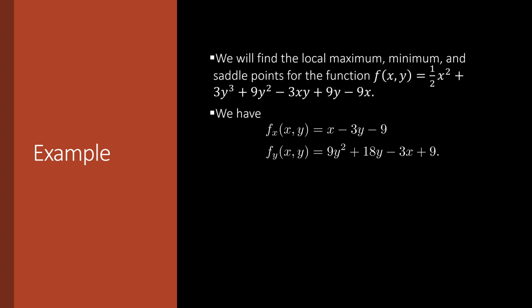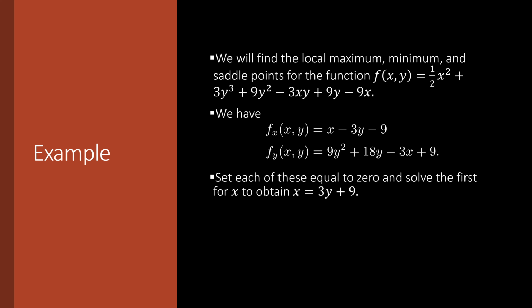Now both of these partial derivatives are defined everywhere, so there's not going to be any critical points coming from points where these are undefined. So we only care about critical points where both of these partial derivatives are equal to 0. So let's set each of these equations equal to 0. So we're going to take x minus 3y minus 9 is equal to 0, and 9y squared plus 18y minus 3x plus 9 is equal to 0.